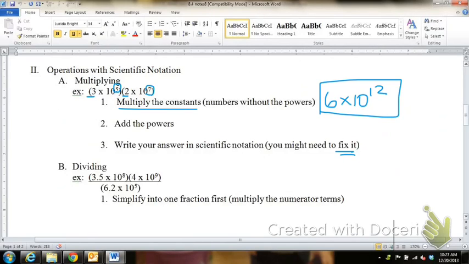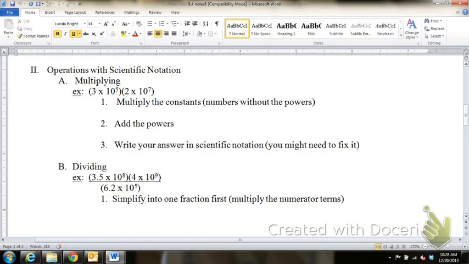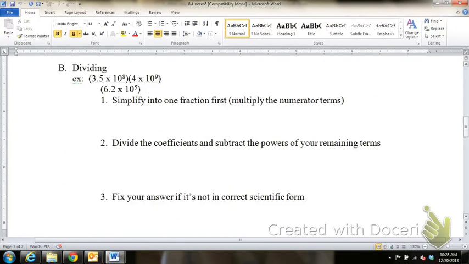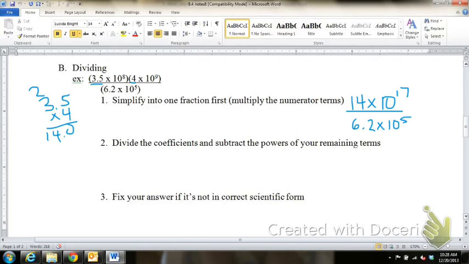Now a division one, giving you a very tricky one here. So let's take it one step at a time. First, we're going to simplify into one fraction. So we're going to multiply the top numbers. Multiply the coefficients, 3.5 times 4.0, 2, 14, bring in the decimal point. Okay, so it's 14 times 10 to the 8 plus 9, which is 17, over 6.2 times 10 to the 5th.